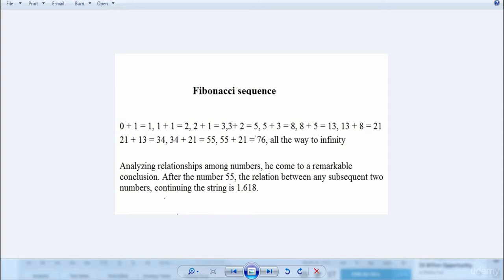The mathematical representation of this relationship is 0 plus 1 equals 1, 1 plus 1 equals 2, 2 plus 1 equals 3, 3 plus 2 equals 5, 5 plus 3 equals 8, and so on. Analyzing relationships among numbers, he came to a remarkable conclusion. After the number 55, the relation between any subsequent two numbers continuing the string is 1.618. And this is the number which is called the perfect relation or the golden ratio. It represents an important item for trading on the stock exchange.